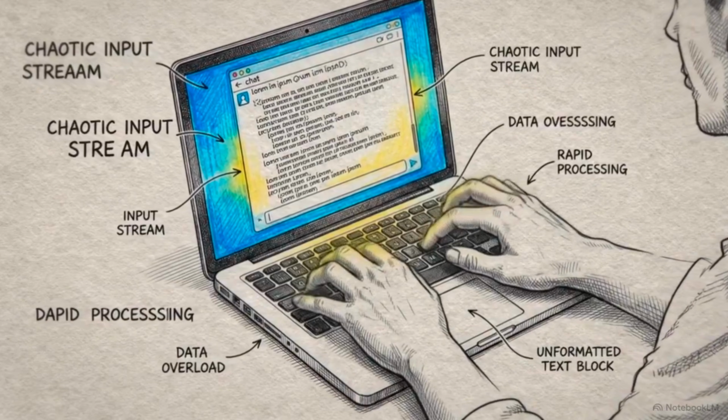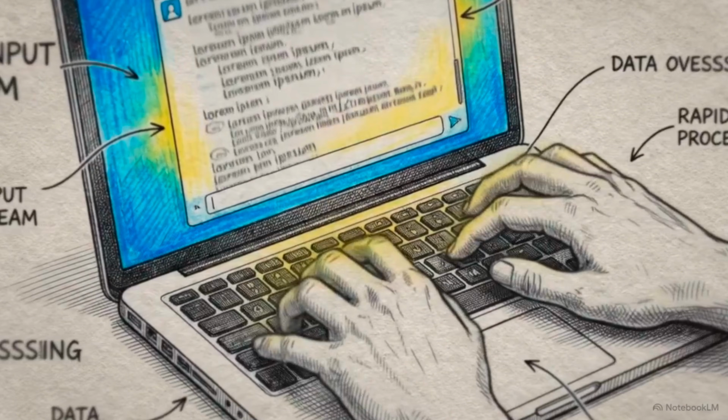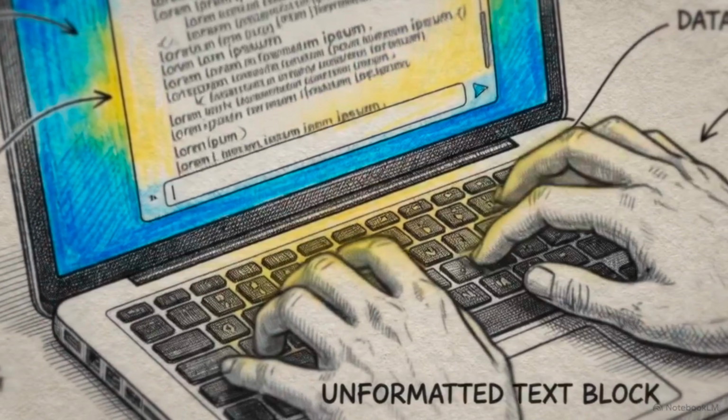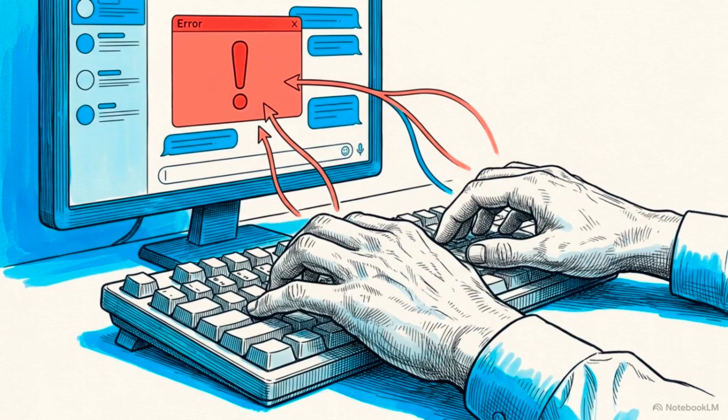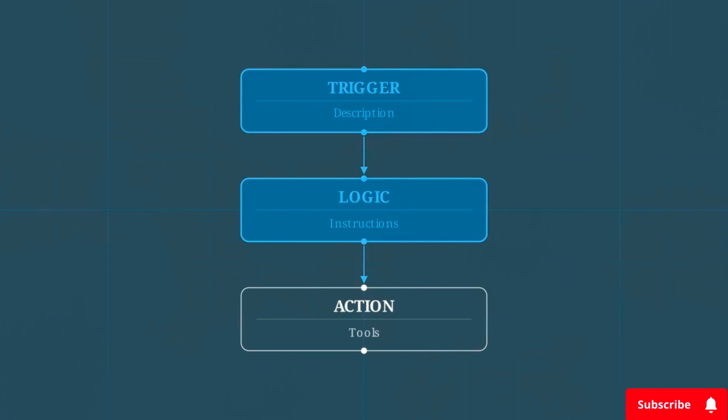Right now, most of us interact with AI in a state of chaos, typing out paragraph after paragraph of instructions, hoping the model gets it right this time. But what if we stopped treating AI like a chatbot and started treating it like a piece of engineering? We are going to build a structured, automated workflow.